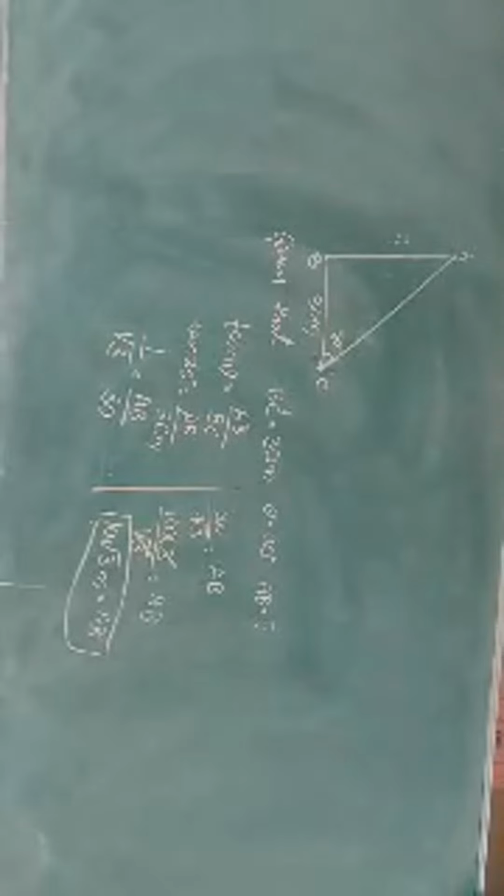Cot, tan, any function. Because the reciprocal of tan is cot. Sine, cosec, either sine or cosec, anyone. Cos, sec, either cos or sec, anyone. Similarly, tan or cot. Because ratios are same, right?